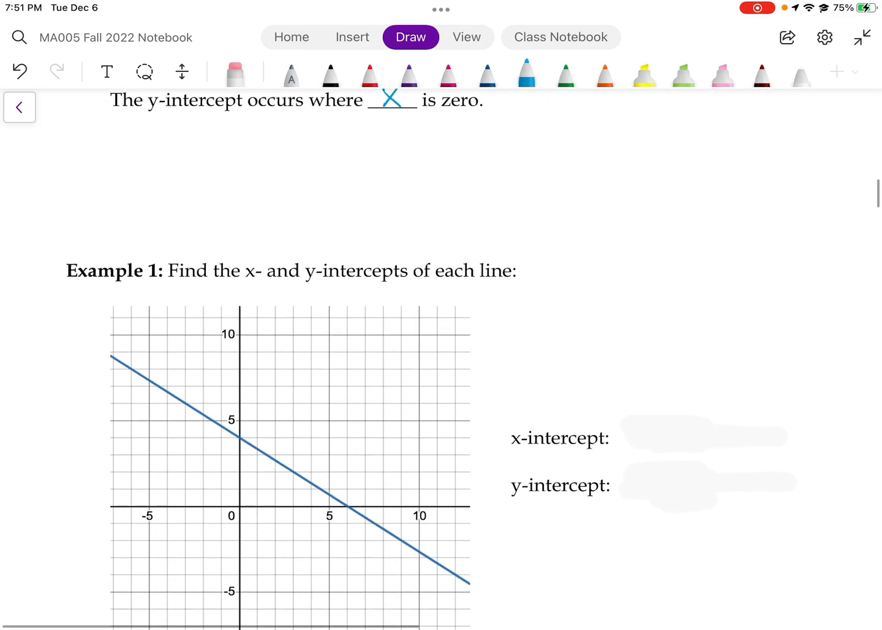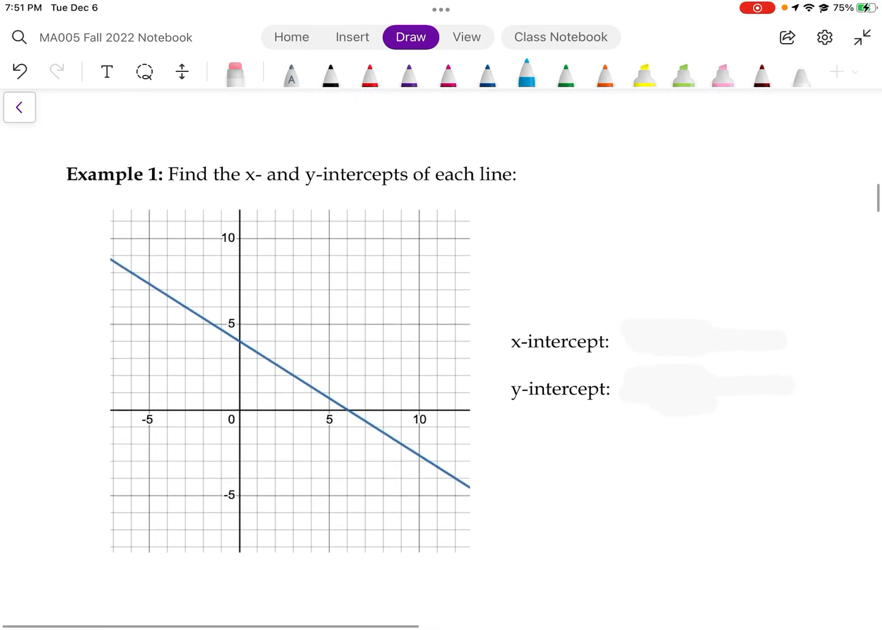Okay, so find the x- and y-intercepts of each line. Pause the video for each of these and really do give them a try. All right, so the x-intercept happens here at (6, 0). And the y-intercept happens here on the y-axis, and that is (0, 4).